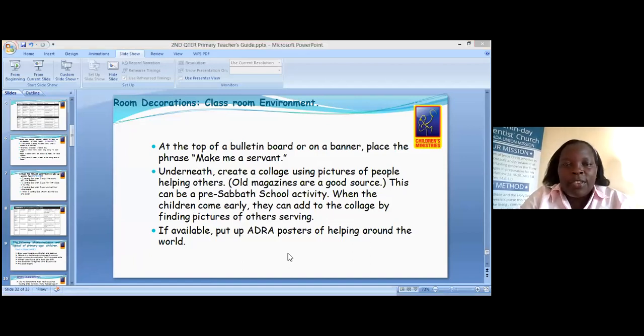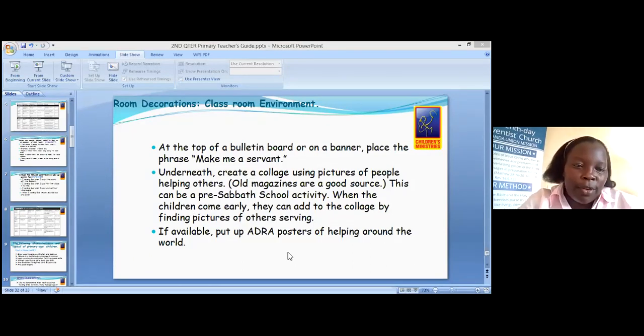Thank you, Teacher Esther, for that presentation. This has been a marathon for all of us, just because we are starting the new week and the new quarter, so we have to start implementing right away. We want to appreciate Teacher Esther Ssegwa from SDA Church Makerere for leading us through the primary lesson.